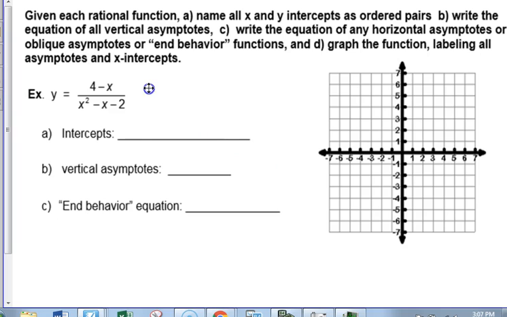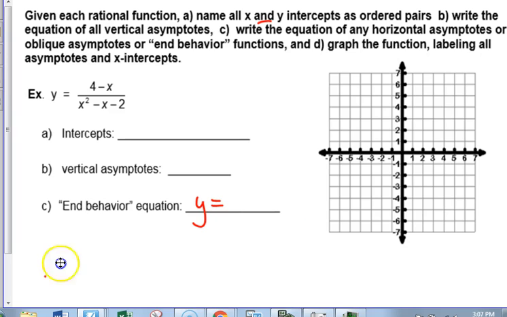It says, given the rational function, name all the x and y intercepts as ordered pairs. Make sure you do both. Write the equation of all vertical asymptotes, and then write the equation for the end behavior. That can be a horizontal asymptote, or an oblique asymptote, or an end behavior function. Please, guys, notice it says end behavior equation. That's like y equals 0, y equals 3, y equals x plus 6. Y equals x squared plus 7, whatever it is.